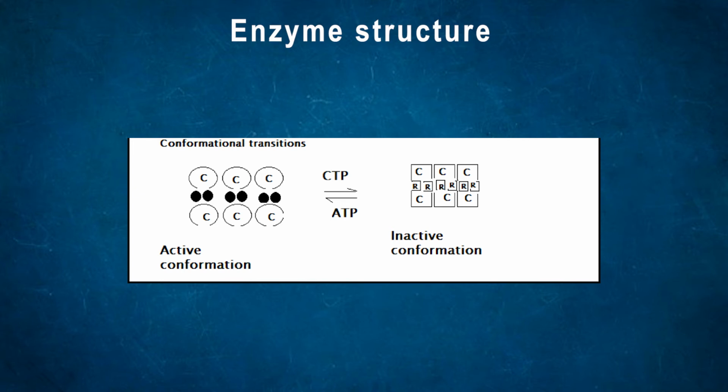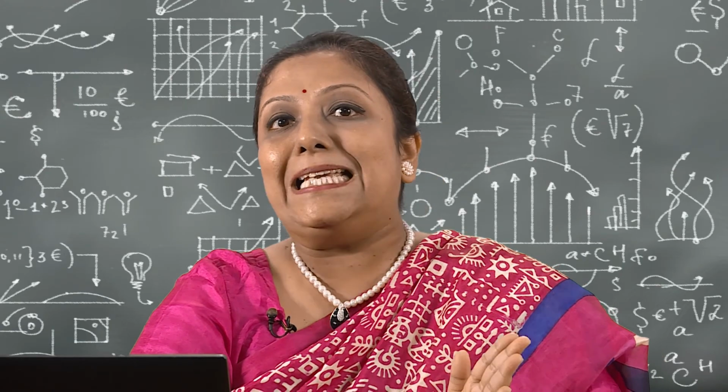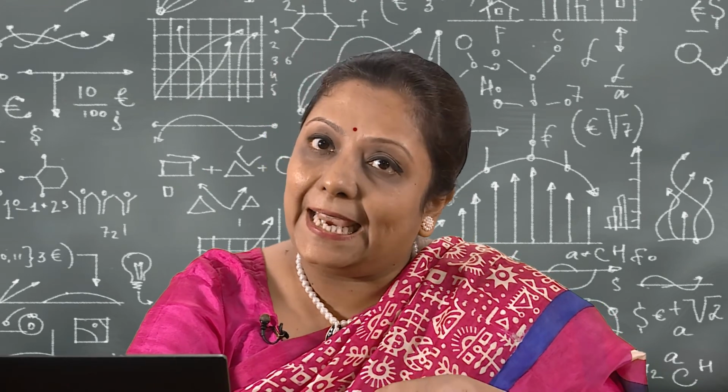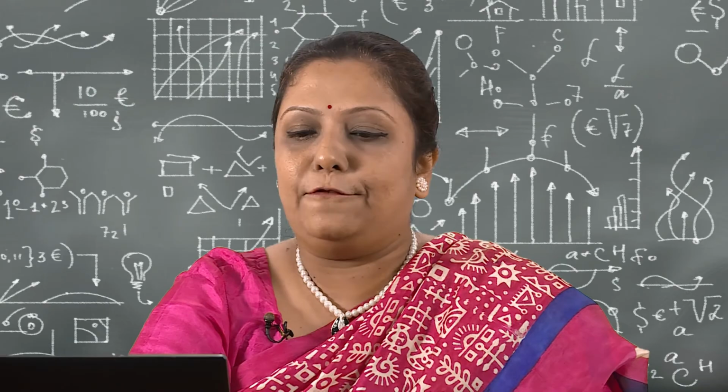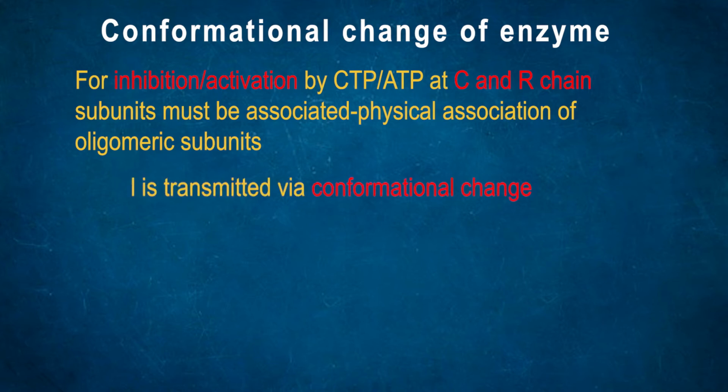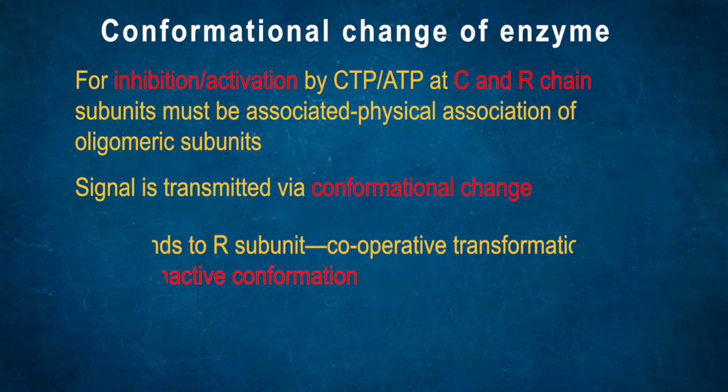By binding to CTP, the active conformation is transformed to the inactive version, but by binding with ATP, once again it goes back to the original active conformation. For inhibition or activation by CTP or ATP to occur, C and R chain subunits must be associated. Physical association of oligomeric subunits is very much needed. And this signal of binding to the modulator is transmitted via conformational change, a non-covalent interaction. CTP binds to the R subunit, and a cooperative transformation happens from active to inactive conformation.